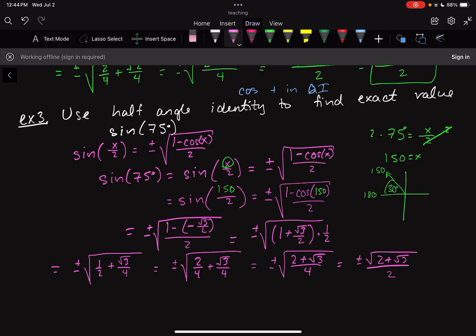Now we got to be careful. I need to know if this on the outside should be a plus or a minus, and that's based on the original angle. So the original angle was 75, that's in quadrant 1. Sine is positive in quadrant 1, so it's going to be a positive on the outside. So the plus or minus on the outside is dependent on where the original angle is. So just be careful there.